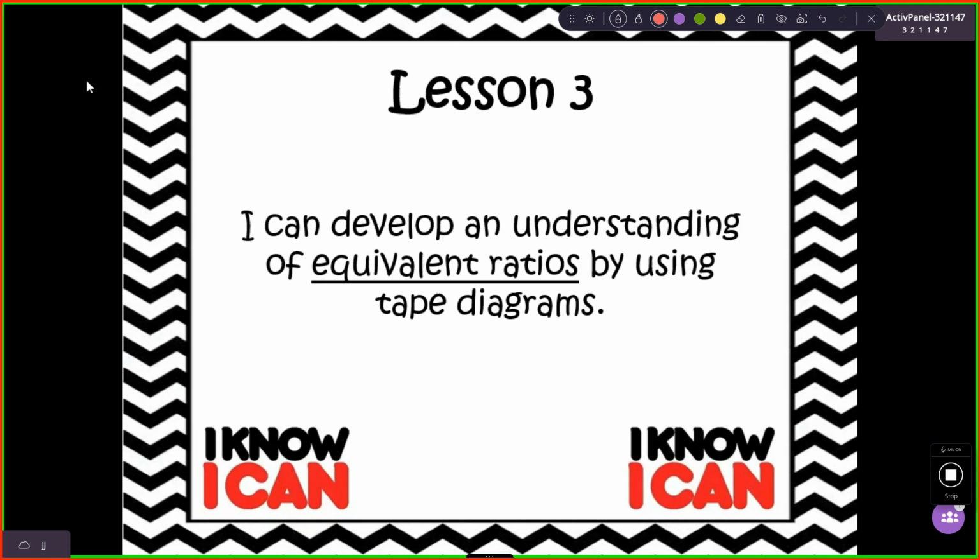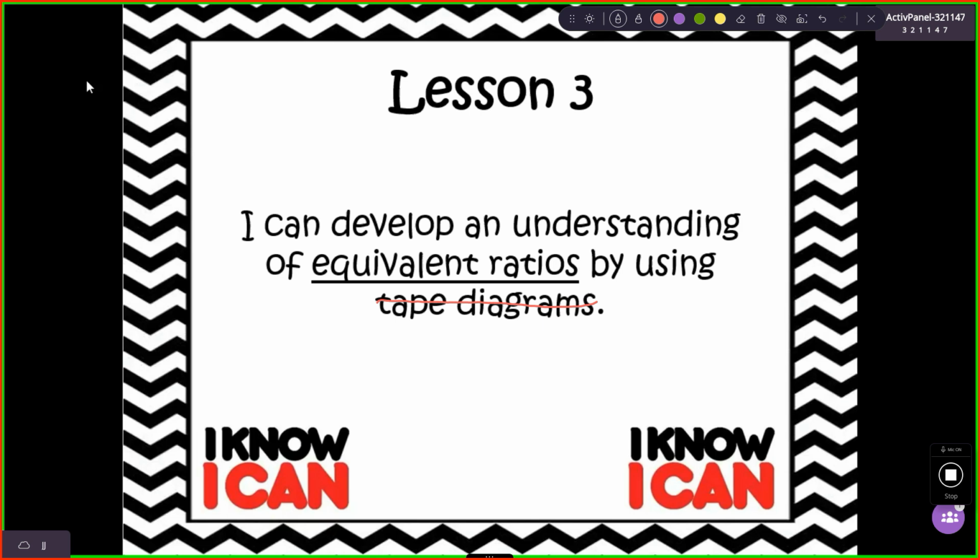So let's get started. We are on lesson 3, and I'm just going to read it, and then we'll do our gestures with this. Remember, with a capital letter, we do our tall arms. If we say understanding, we point to our brain. If we have something underlined, like equivalent ratios, we underline it. And when we have a period, we are going to do just 1 second, because a period means to stop. Get it? Got it?